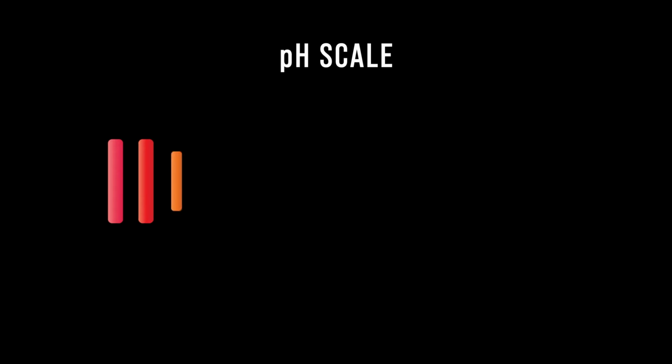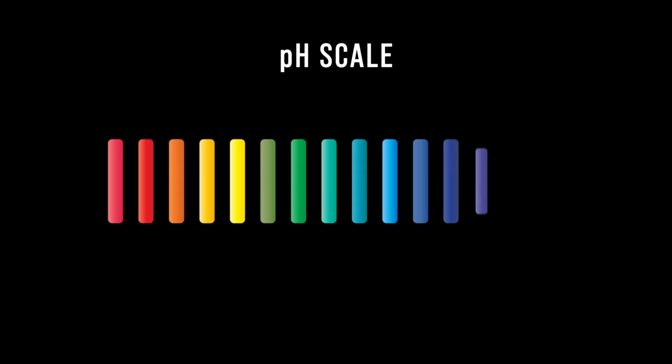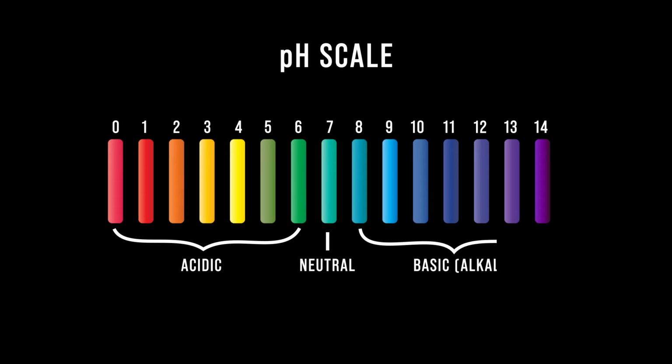I'm sure we are all familiar with pH. It's the scale we use to measure how acidic and basic solutions are. pH is a logarithmic scale that runs from 0 to 14, although it is possible to get a pH that falls below 0. Pure water has a pH of 7, which is neutral, while anything under 7 is acidic and anything above 7 is basic or alkaline.